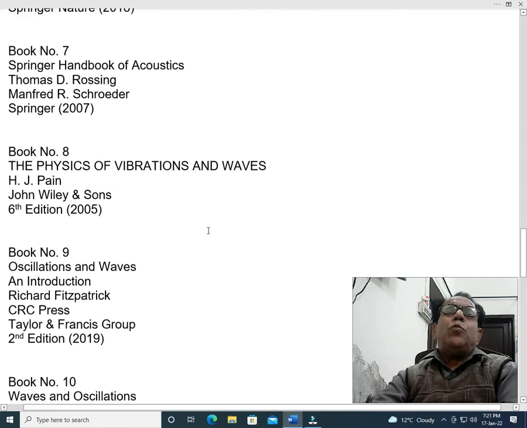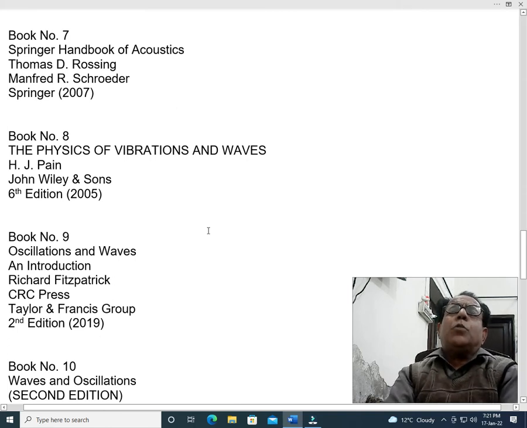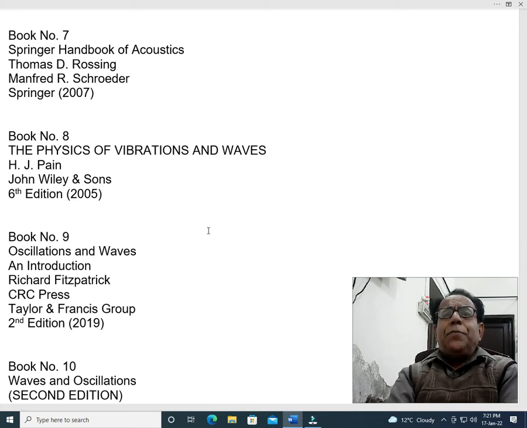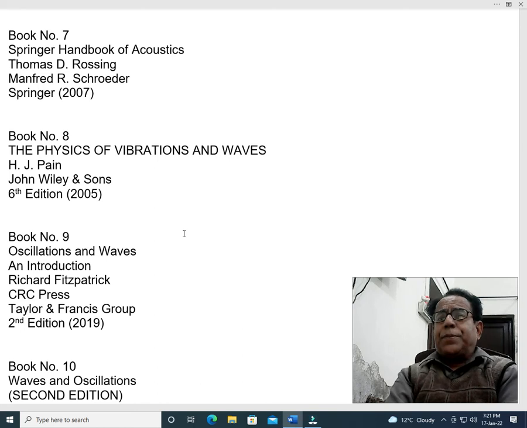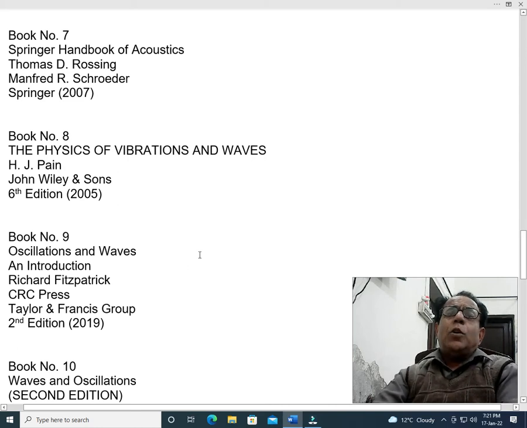Okay, now we come towards book number 7, Springer Handbook of Acoustics. Its authors are Thomas D. Rossing and Manfred R. Schroeder, whatever may be the exact pronunciation. Its publisher is Springer, and the edition is of 2007. Now we come towards book number 8, The Physics of Vibrations and Waves. H. J. Pain, John Wiley and Sons. Publisher is John Wiley and Sons, and its sixth edition 2005 will be followed.